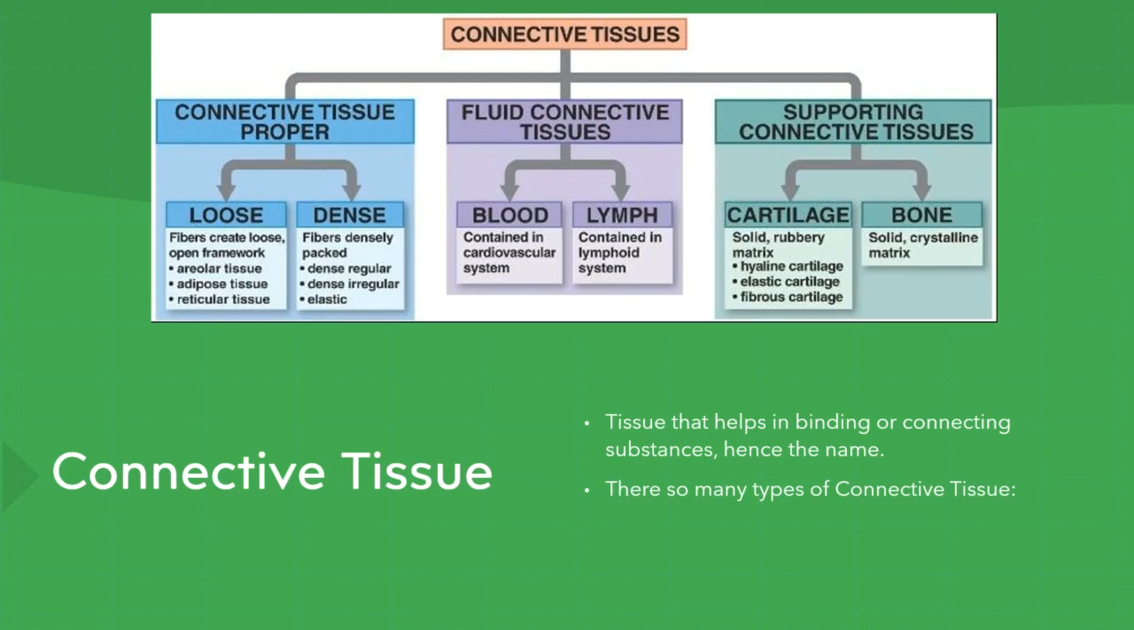Next is the fluid connective tissue. It consists of the blood and the lymph. The blood runs in the blood vessels, which is a part of the cardiovascular or the circulatory system. The lymph, it's basically the main part of the lymphoid and the lymphatic system. It helps in the defense mechanism. The supportive connective tissue is of bone and the cartilage.